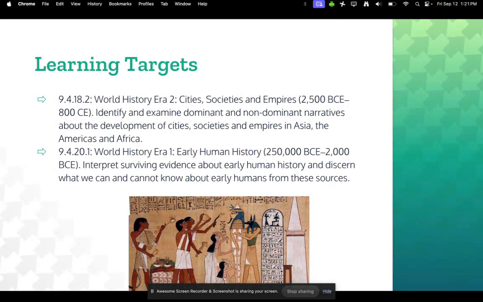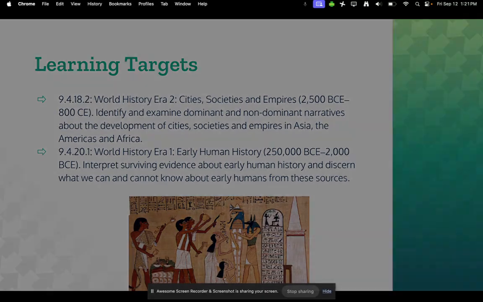Learning targets: identify and examine dominant and non-dominant narratives about the development of cities, societies, and empires in Asia, the Americas, and Africa, and also to interpret surviving evidence about early human history and discern what we can and cannot know about early humans from these sources.